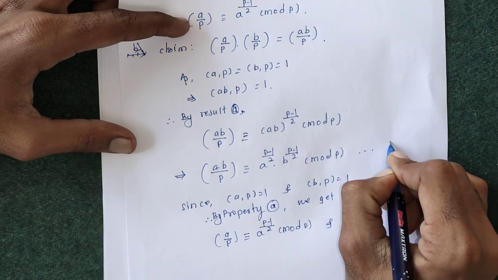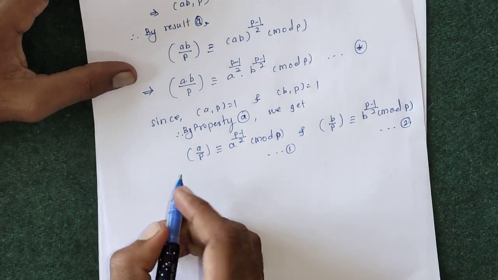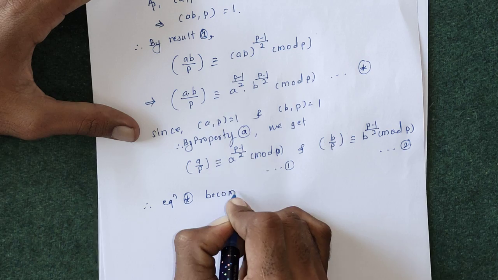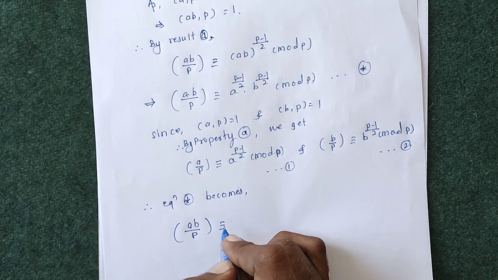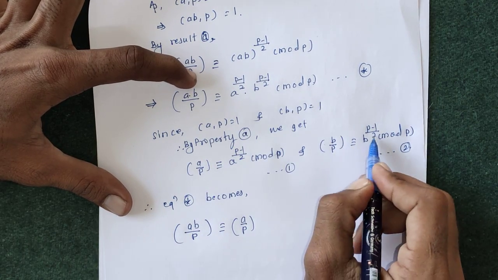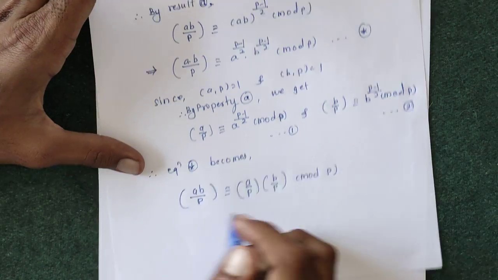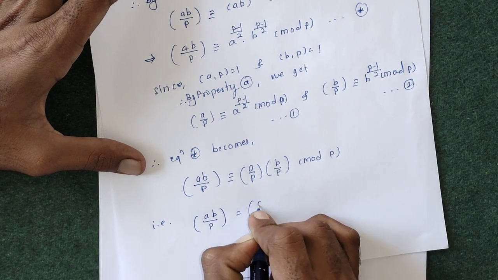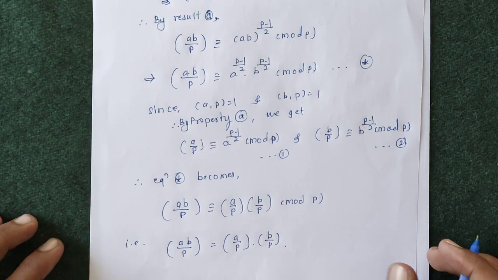Suppose this is equation number star. Putting these equations, suppose 1 and 2, in equation star, we can rewrite equation star as the Legendre symbol of ab with p is congruent to a raised to (p minus 1) by 2, which is congruent to the Legendre symbol of a and p, and b raised to (p minus 1) by 2, which is congruent to the Legendre symbol of b and p, under modulo p. That is, the Legendre symbol of ab with p is equal to the Legendre symbol of a with p into the Legendre symbol of b with p. Hence, the proof of the second property.